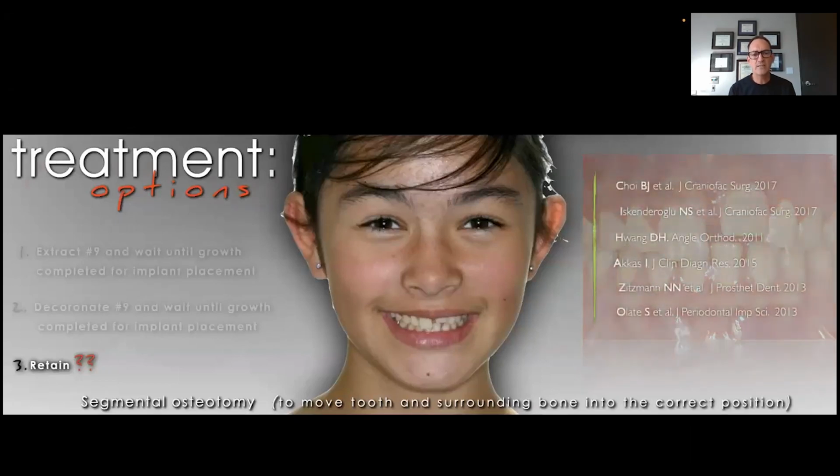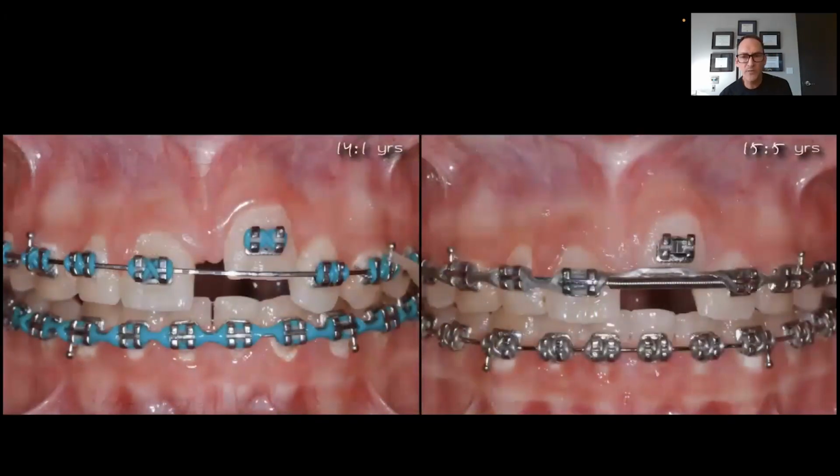But now we go, well, that root looks pretty good still. What if we actually did a little segmental osteotomy and moved the tooth and the surrounding bone on that tooth into a more coronal position? I wonder what that would look like. So there's lots of literature to support it, which is exactly what we're going to do here. What Jim's going to do is a little segmental osteotomy, but the ideal time to do this would be when the patient stopped growing.